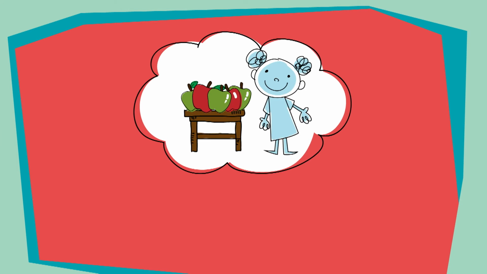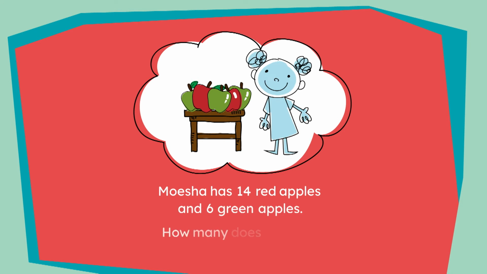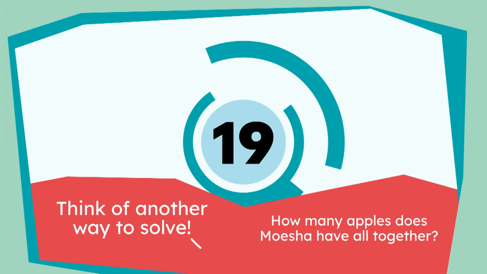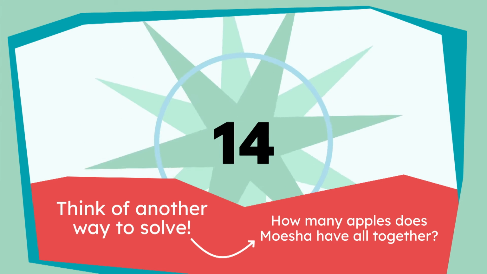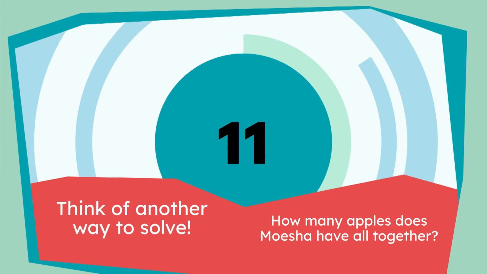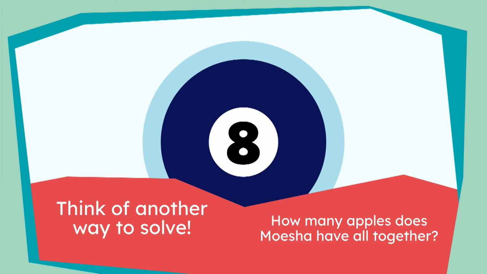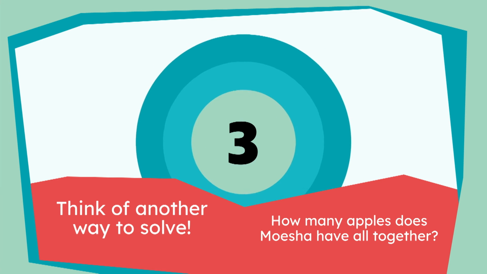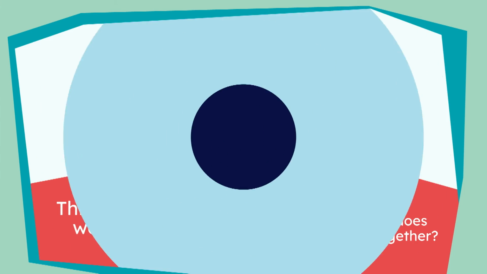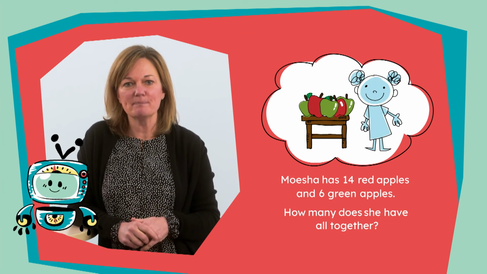Now that we've moved some, we can think of another way to solve this problem. Remember that our problem is that Moesha has 14 red apples and 6 green apples. How many does she have altogether? Take some time to solve this another way and then show Splat and me. I see some great strategies to solve this problem.